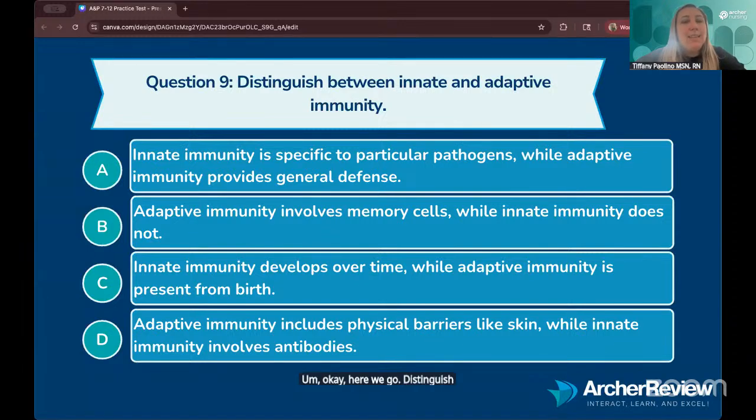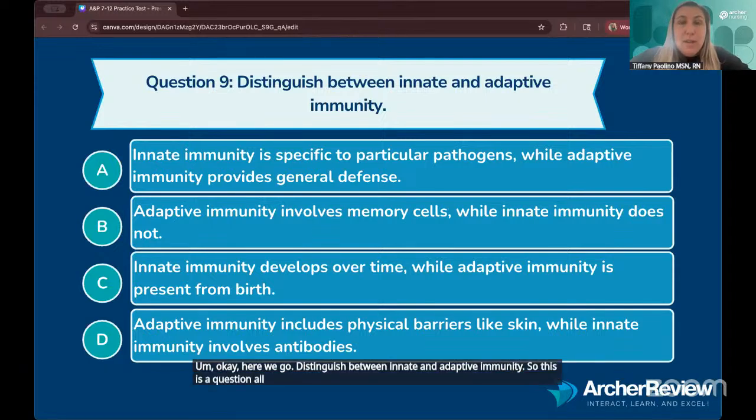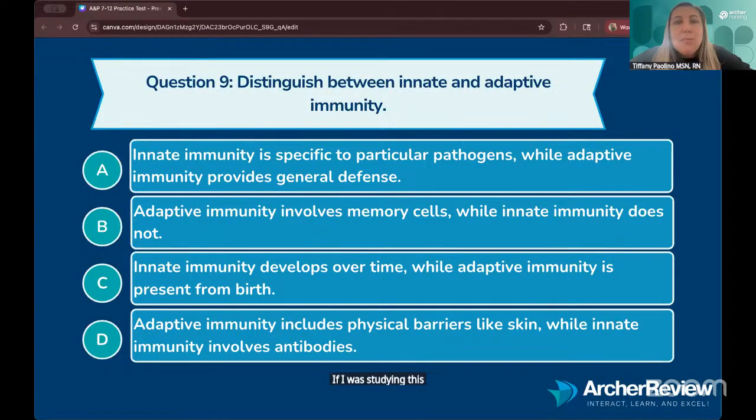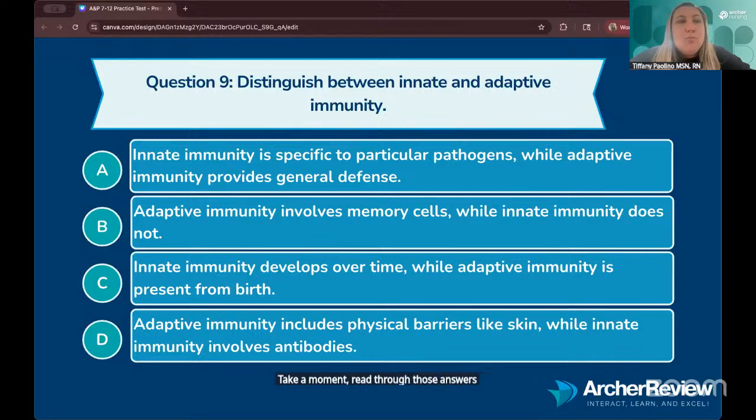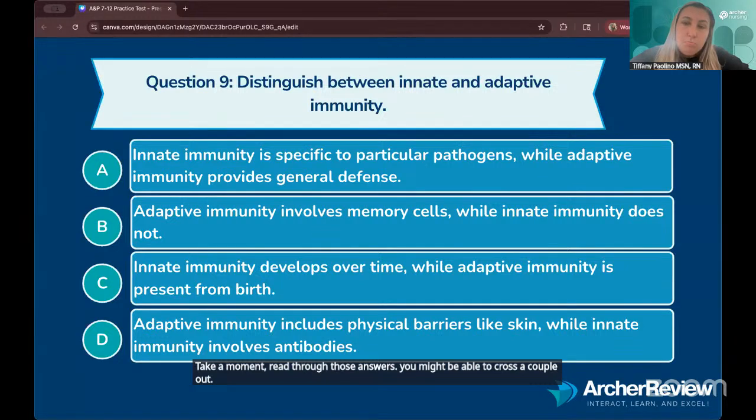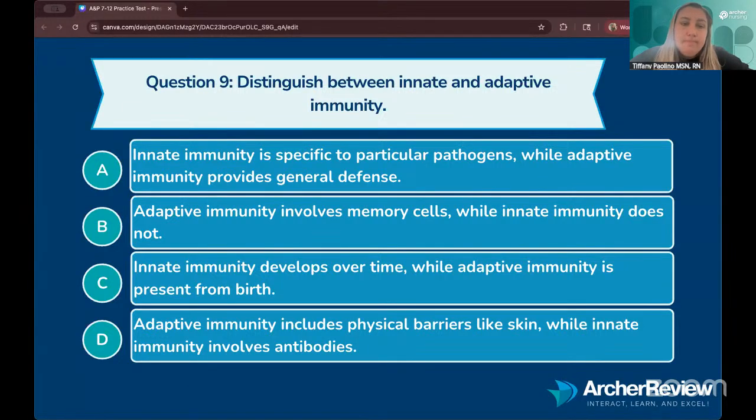Distinguish between innate and adaptive immunity. So, this is a question all about terminology. If I was studying this, maybe I would make some flashcards so I understood the difference between innate and adaptive. Take a moment, read through those answers. You might be able to cross a couple out. What is the difference between innate and adaptive immunity?